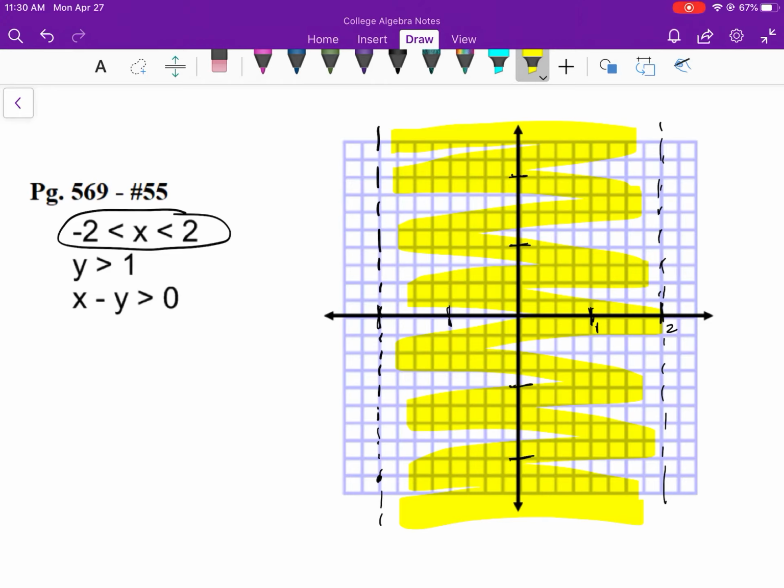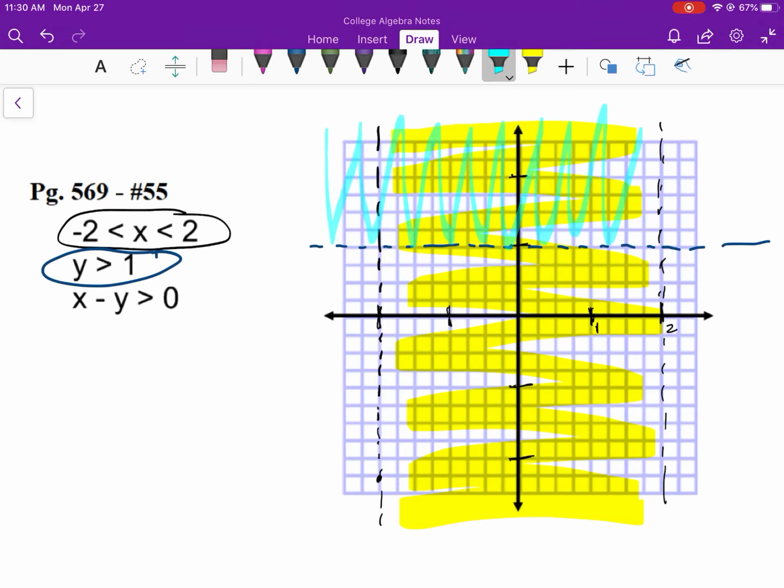And then I'm going to graph this one. I'll use blue for it. It's saying that I want to graph the line y is greater than 1. So that is a horizontal line coming through at 1. And I want to graph all y's bigger than 1. So that's going to be above y equals 1, or y is greater than 1.